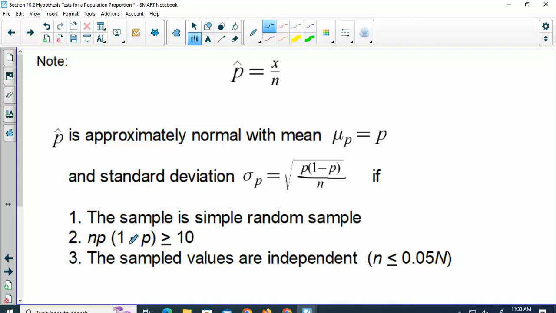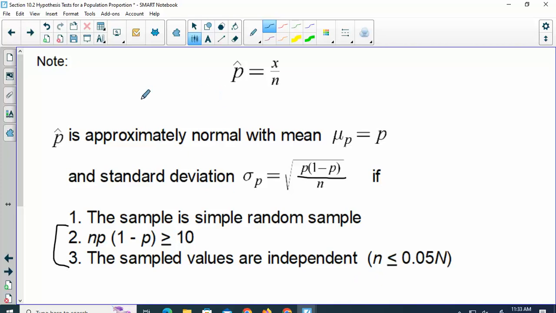It has to be a simple random sample. To assume normal, these were the two criteria that I made you check: n times p times 1 minus p greater than or equal to 10, and they have to be independent, so the sample is less than 5% of the total population. We were doing all those on our last test. We had to check our criteria, mean, standard deviation. So all the stuff that we know about p hat is still true.